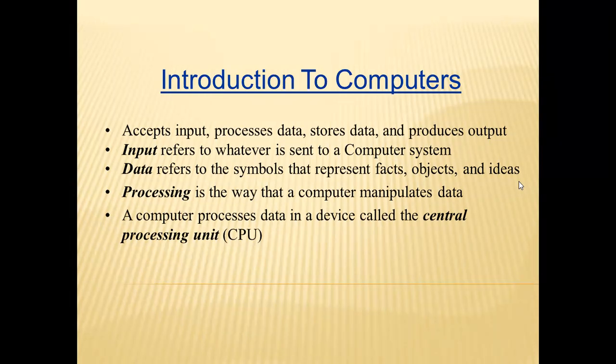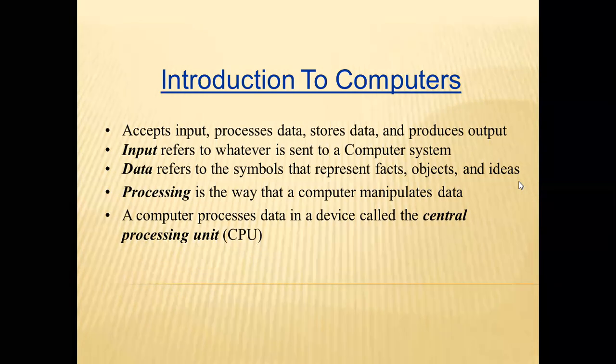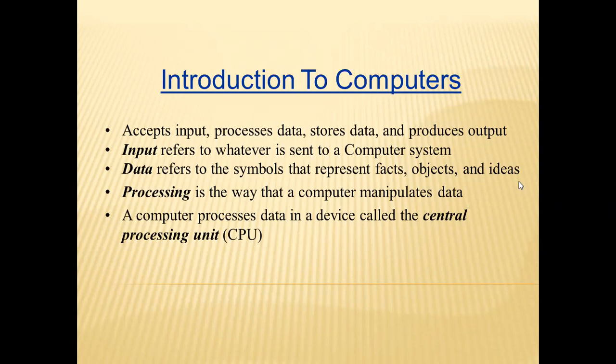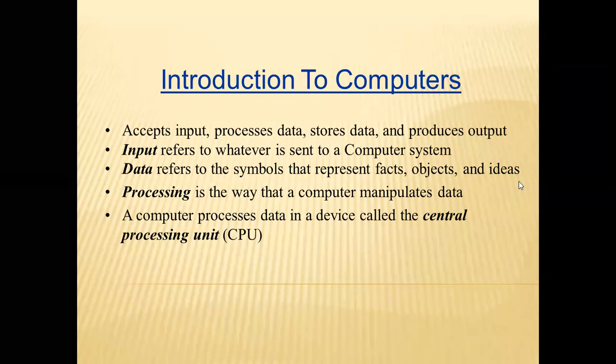Now processing is the way the computer manipulates the data. The raw data is processed and given as information. Raw data means, for example, there is an Excel sheet consisting of all the data of BBA students. Now I just want the data of the 2020 batch students only. So the 2020 batch students will be extracted from that, taken out from that, and I will get the data of the 2020 batch only.